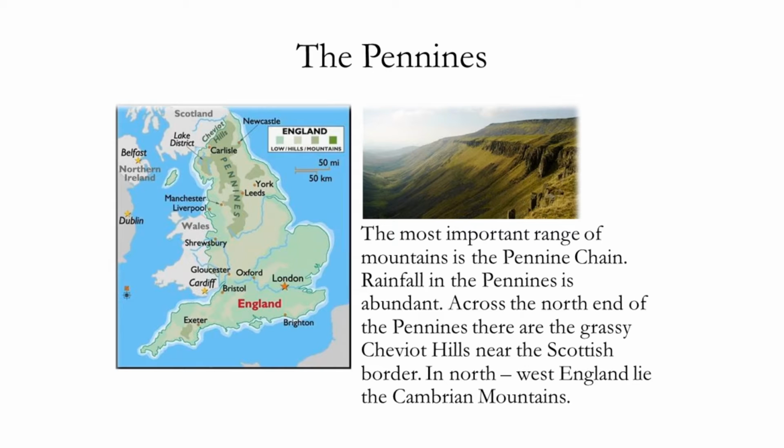The most important range of mountains is the Pennine chain. Rainfall in the Pennines is abundant. Across the north end of the Pennines there are the grassy Cheviot Hills, near the Scottish border. In north-west England lie the Cambrian Mountains.